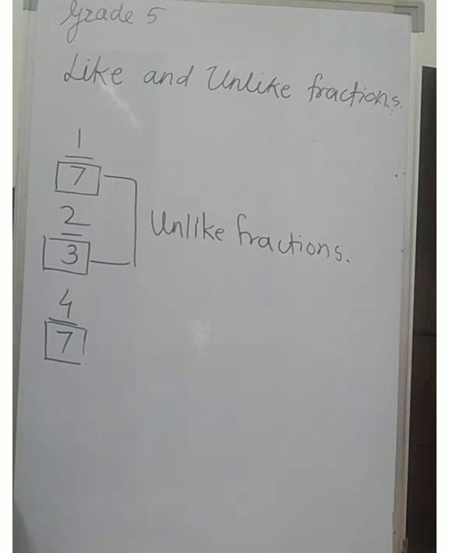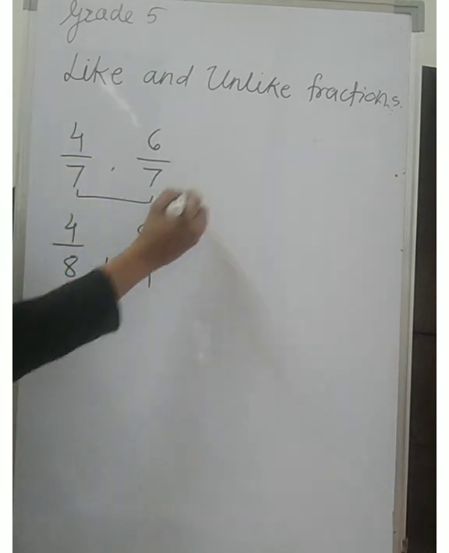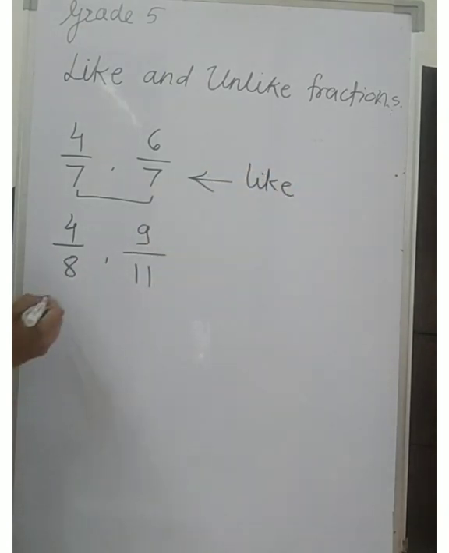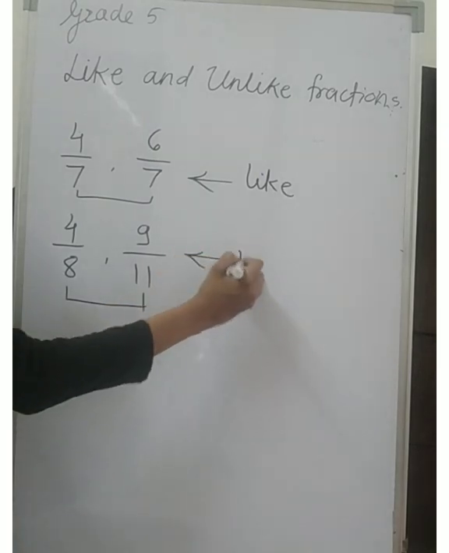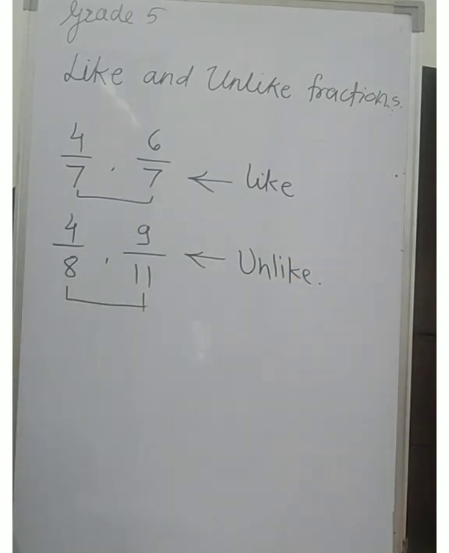I am going to give you more examples, okay? See, 4 upon 7 and 6 upon 7, their denominators are equal, so these are like fractions. Okay, and if you look at the denominators of these two, they are different, so they are called unlike fractions. I hope you have understood.